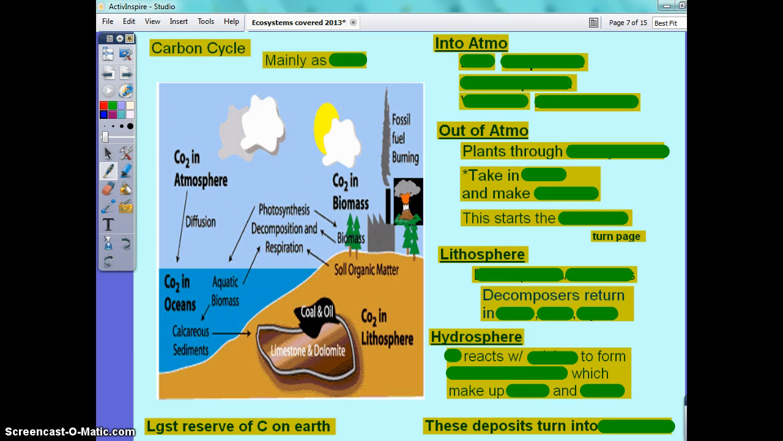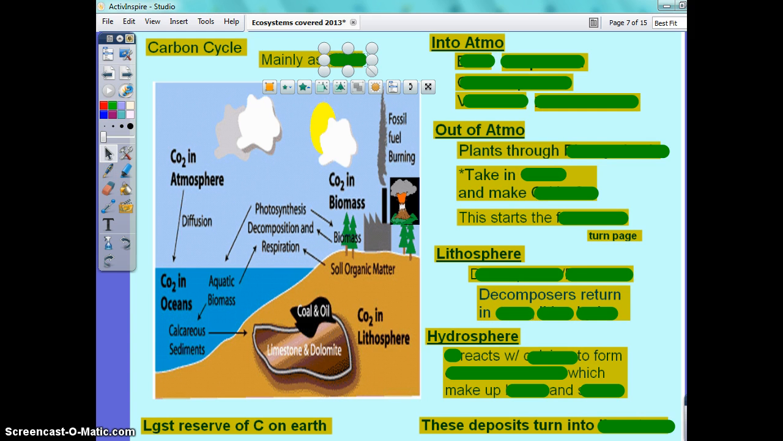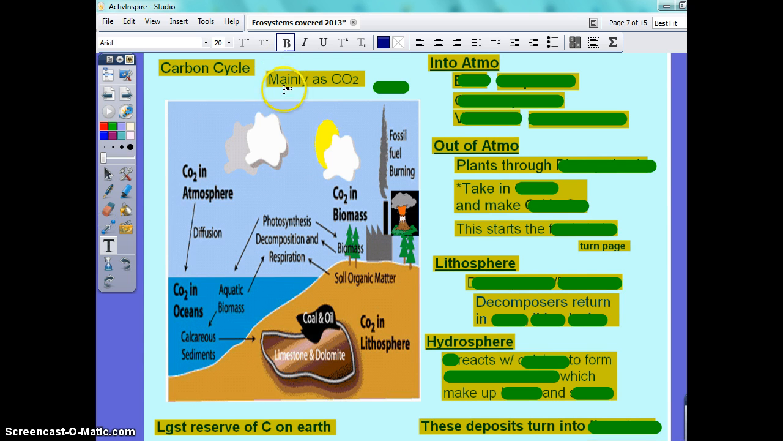Carbon, mainly, look at the picture. I'm gonna zoom for you. Gets transferred around Earth as what compound? CO2. So carbon dioxide, CO2. Okay, write down both because you are responsible for knowing both.